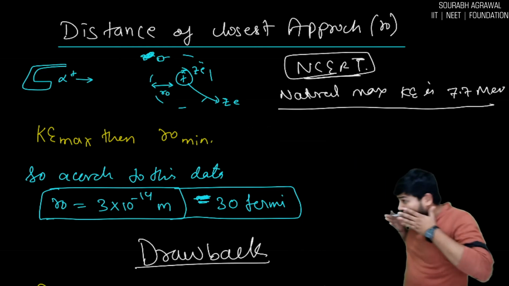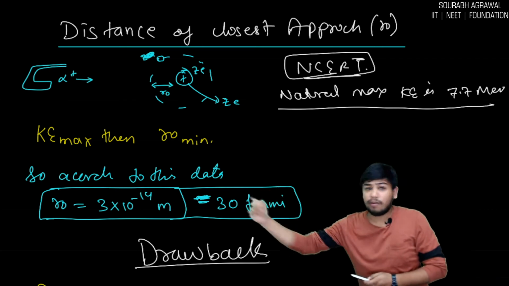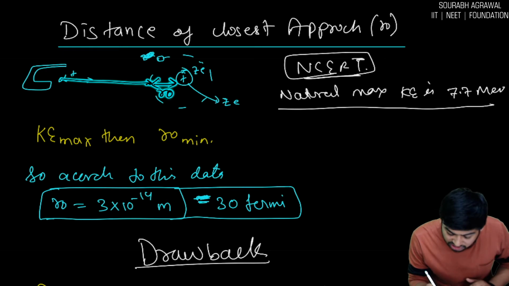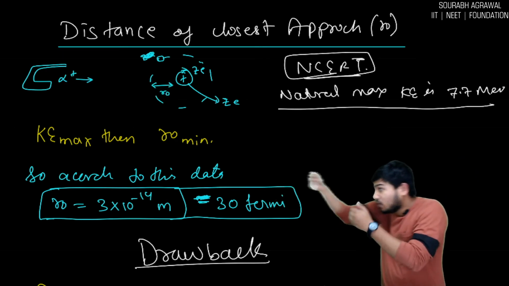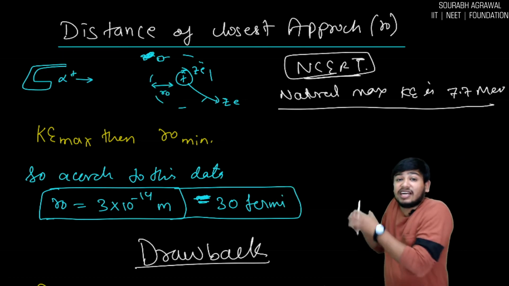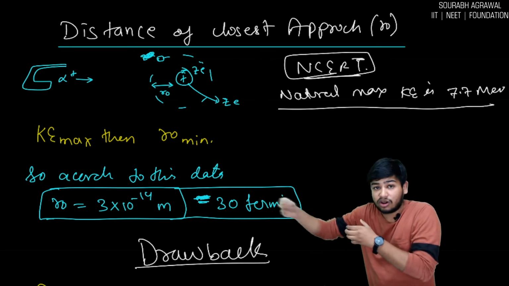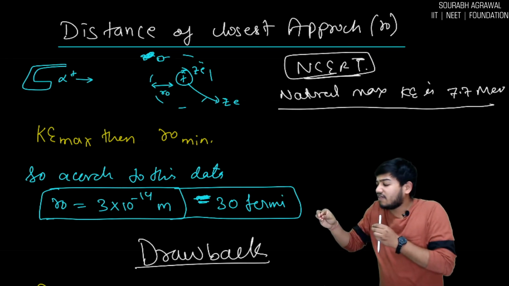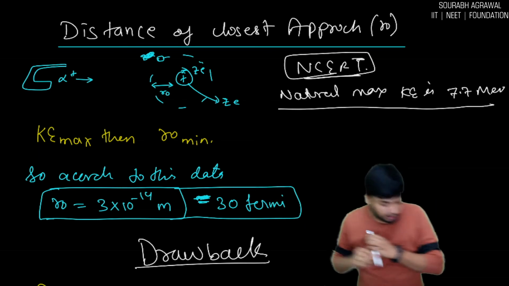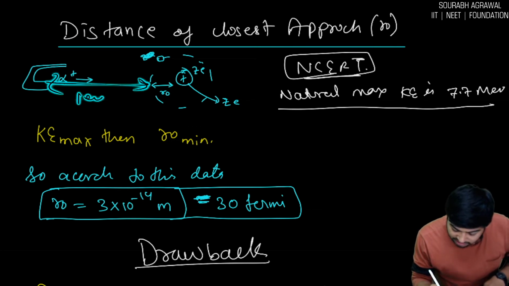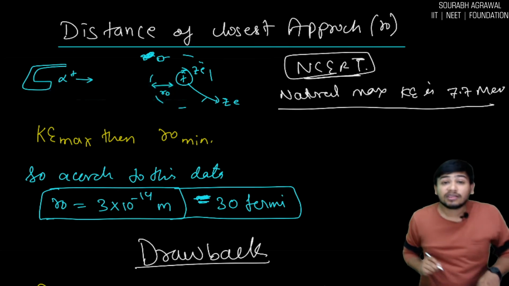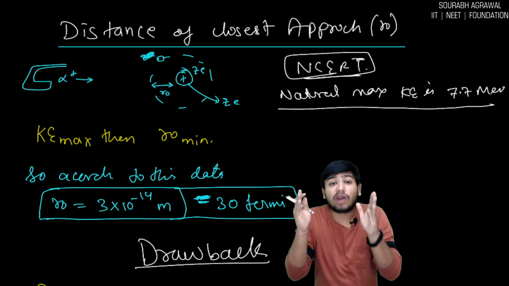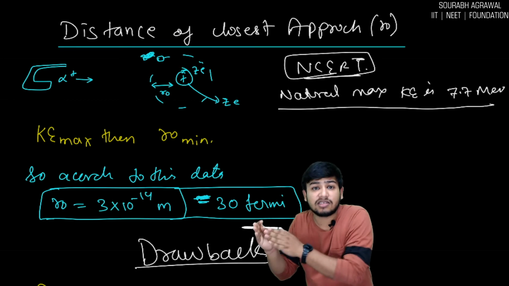We know that if there is more kinetic energy, R naught will be less. R naught is the distance at which the alpha particle will stop from the nucleus. If you give a very small kinetic energy, then that particle will travel very little and stop, so R naught will be more. That means if you increase the kinetic energy, your R naught will become less. Are you getting my point?